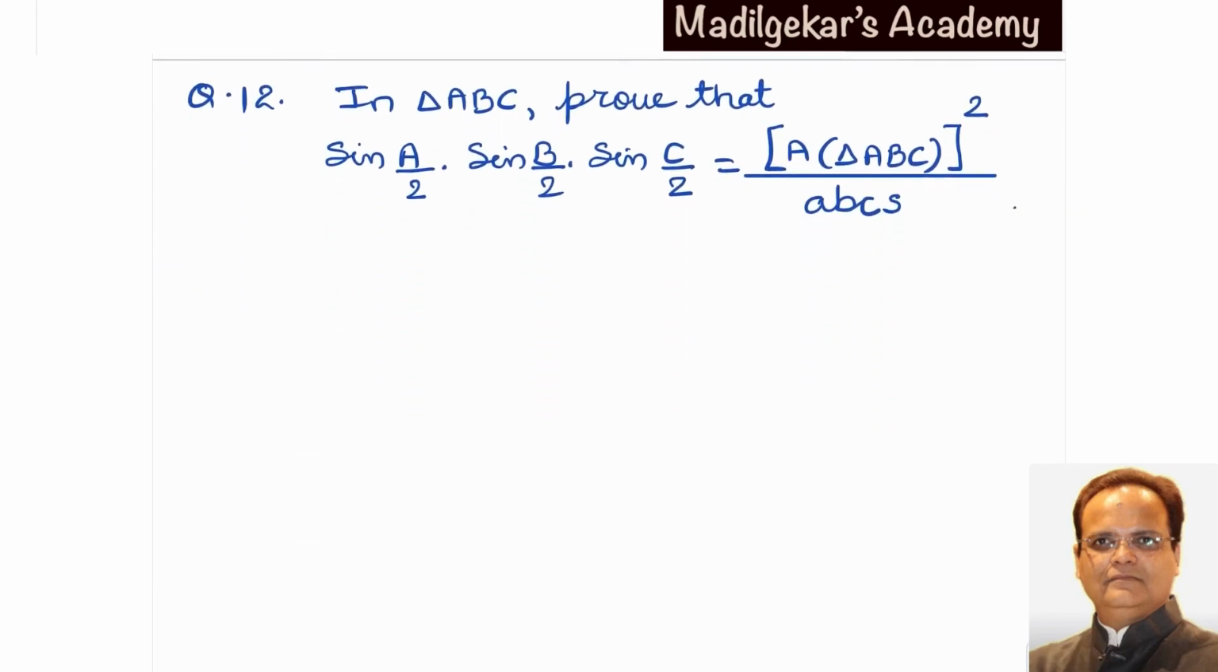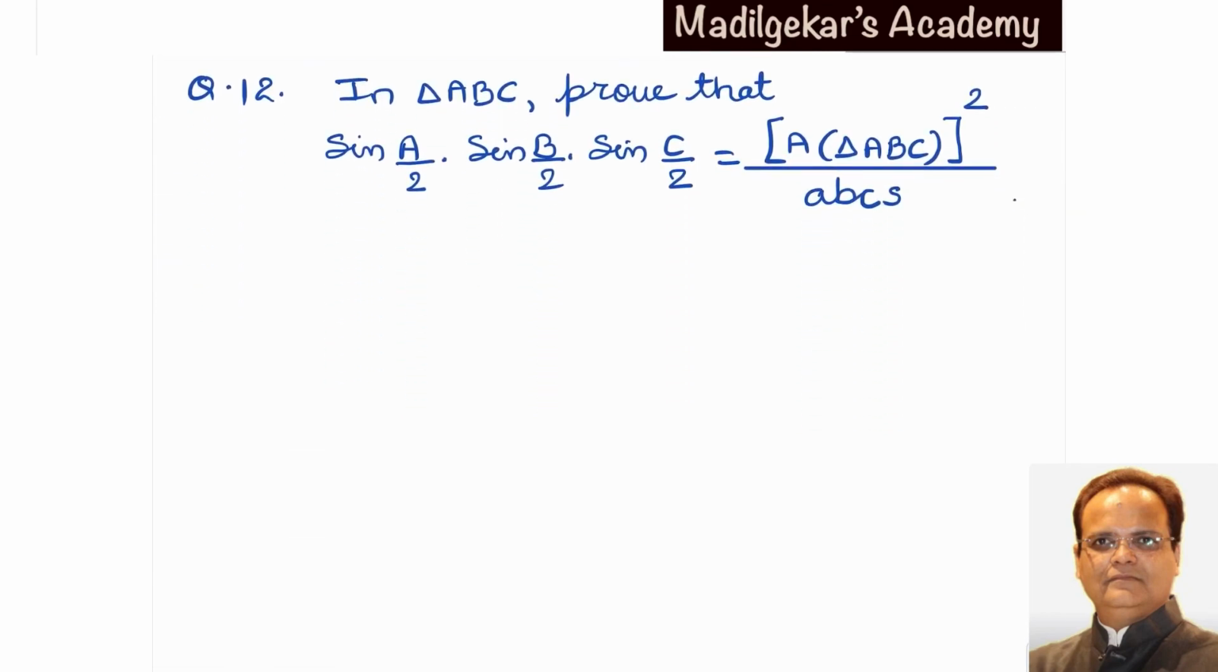Now the last question of this exercise. Question number 12. In triangle ABC, prove that sine A by 2 into sine B by 2 into sine C by 2 equals to square of the area of triangle ABC upon the product A into B into C into S. Obviously, here we'll consider LHS, and then in the next step we'll replace half angle formulae of sine.